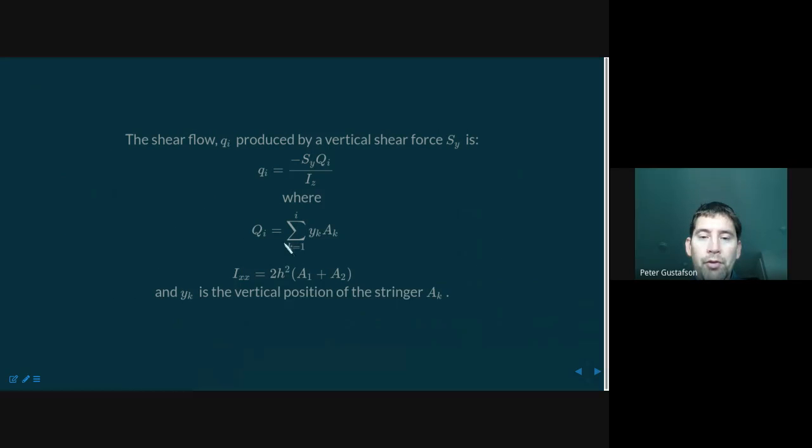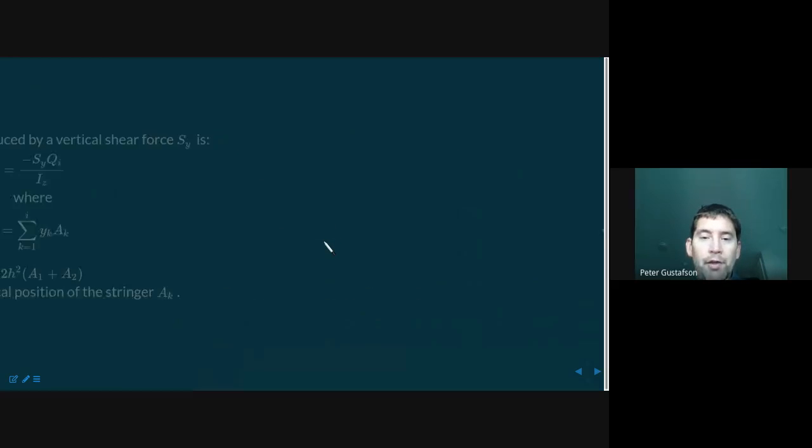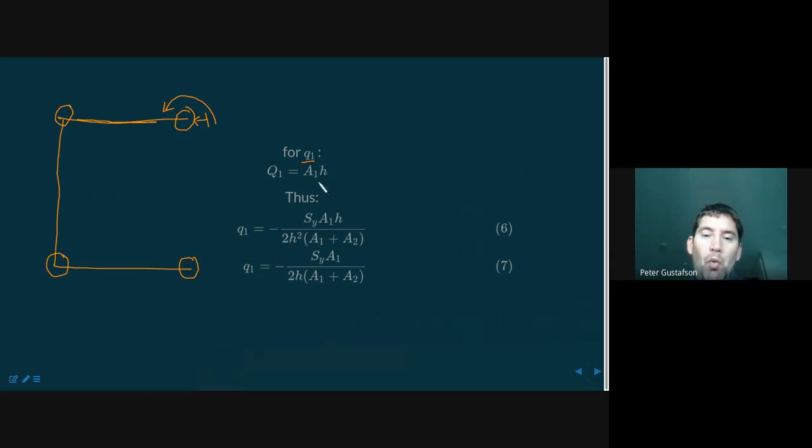So here it's the sum, in this case from 1 to 1 of Y1A1. So this magnitude of Q is simply going to be Y1A1, and we're substituting in H for the value of Y1. So Q1 is simply A1 times H. So the shear flow is going to be this over the I value times the magnitude S. And so, here, pretty straightforward. Here's our shear flow in that section.